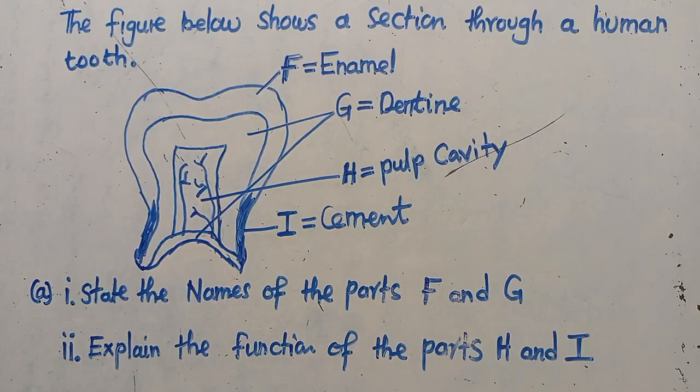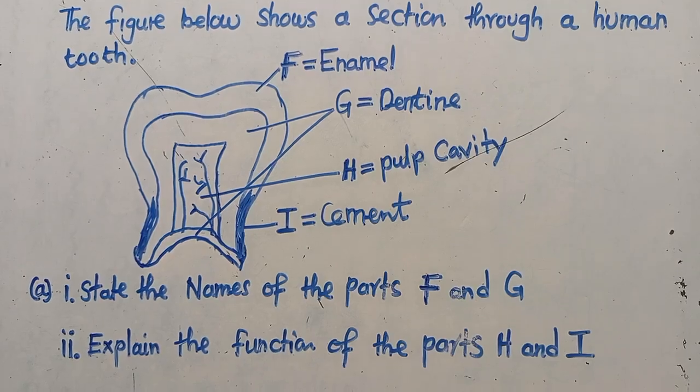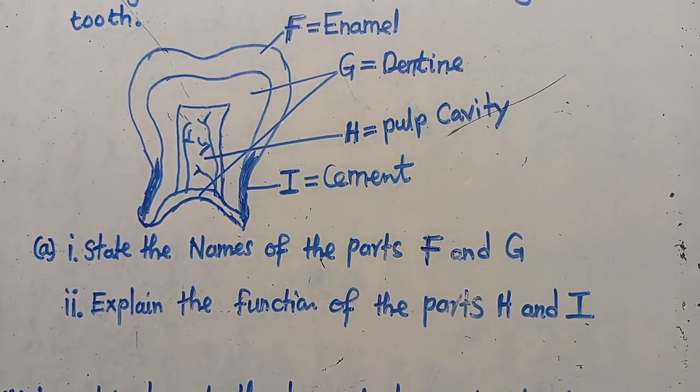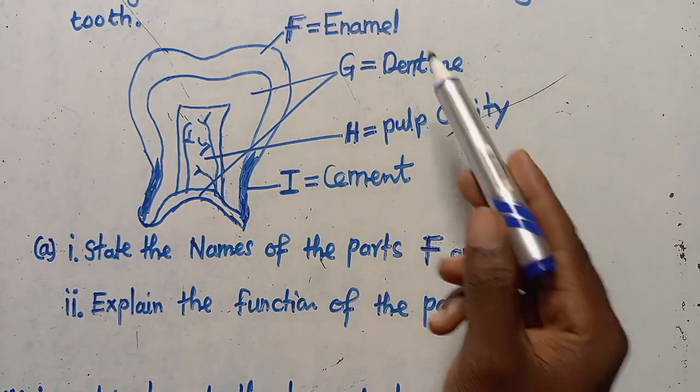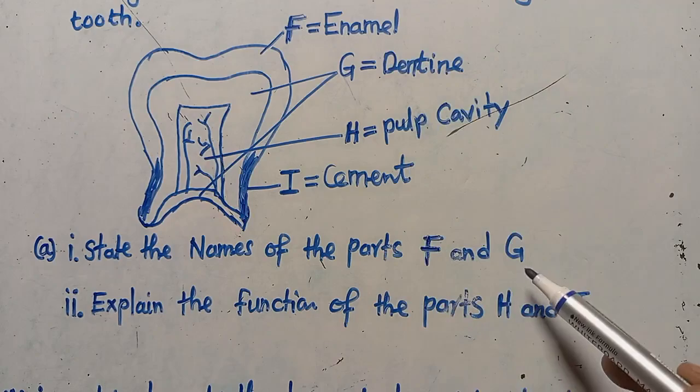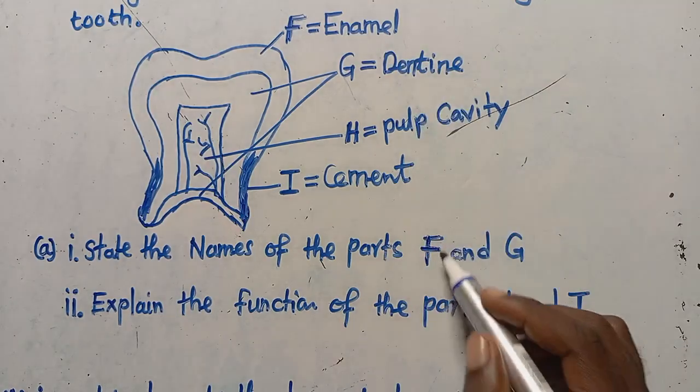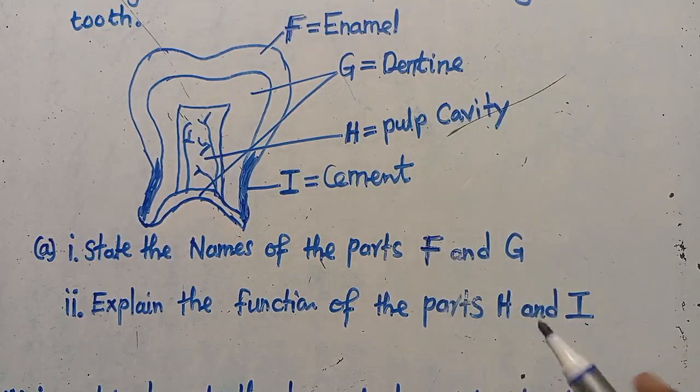So the first question is saying, state the names of the parts labeled F and G. I won't even answer this particular question because I've already labeled that tooth above there. We know what F is. F is an enamel. What is G? Dentine. So you can put enamel and dentine. That's one of the simplest questions. Then we now go to this question that is here.